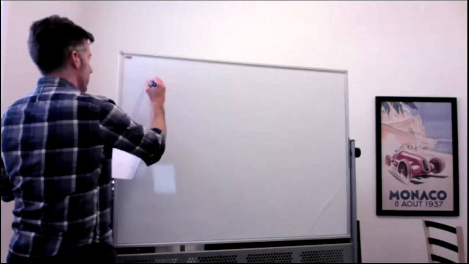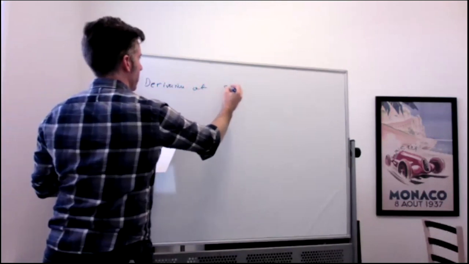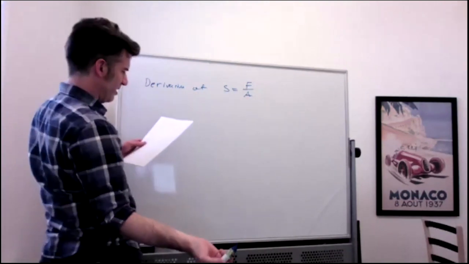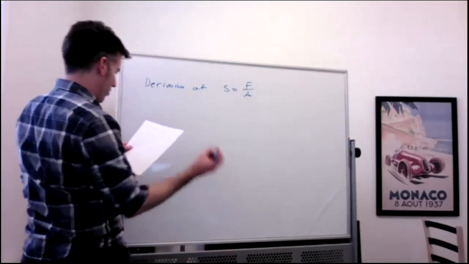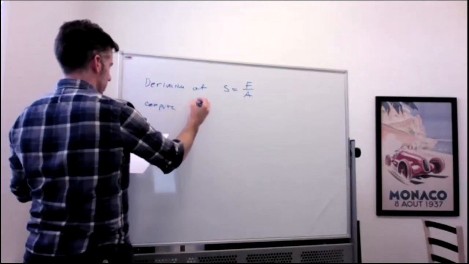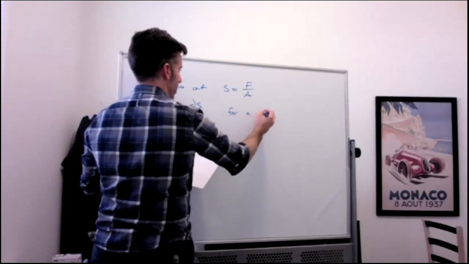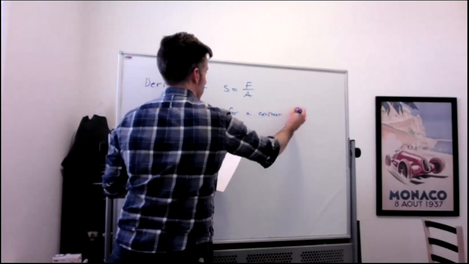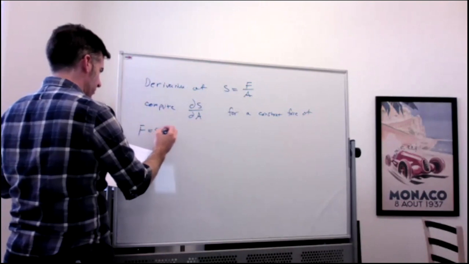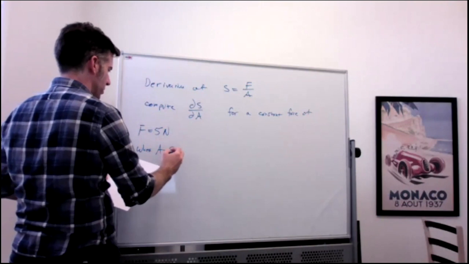I want to find the derivative of S equal to force over area. I think that's how that's written. Yeah, to compute dS/dA for a constant force of F equal to 5 newtons when area is equal to 2 meters squared.